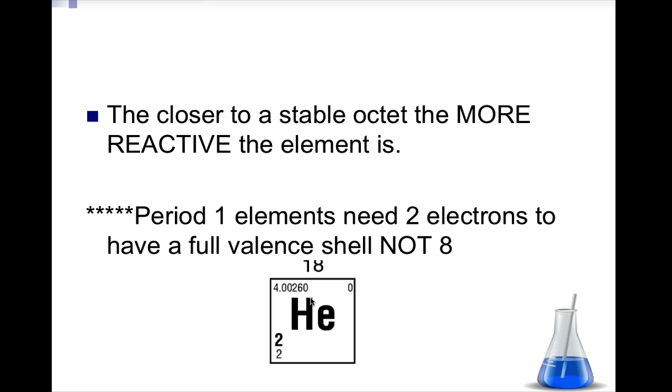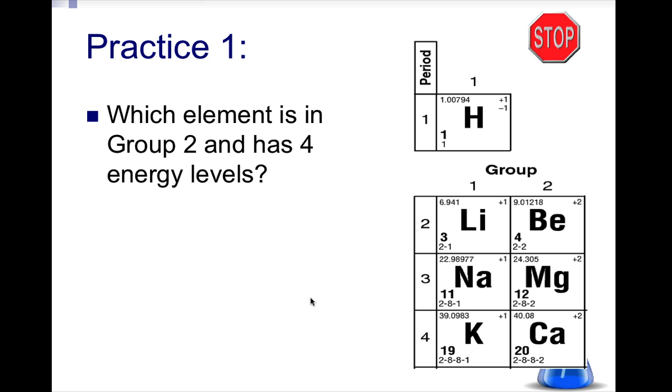Period 1 elements need 2 electrons to have a full valence shell, not 8. And period 1 contains hydrogen and helium.